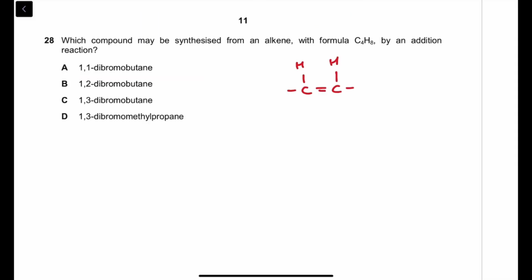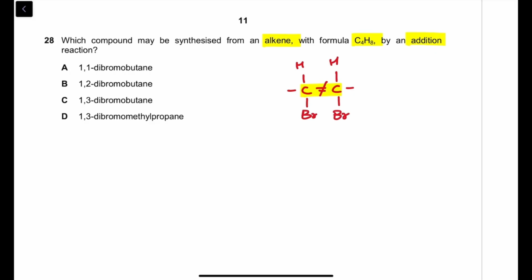Question number 28. Which compound may be synthesized from an alkene with the formula C4H8 by an addition reaction? What's important to understand is that regardless of wherever the double bond is, when it breaks, the two carbon atoms that were once connected by a double bond will have two atoms attached, and these two carbon atoms are adjacent to each other. So the atoms that are added, the iodine, the bromine, they both also have to be adjacent to each other.